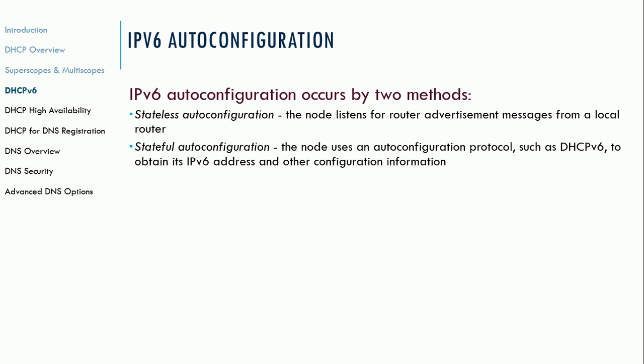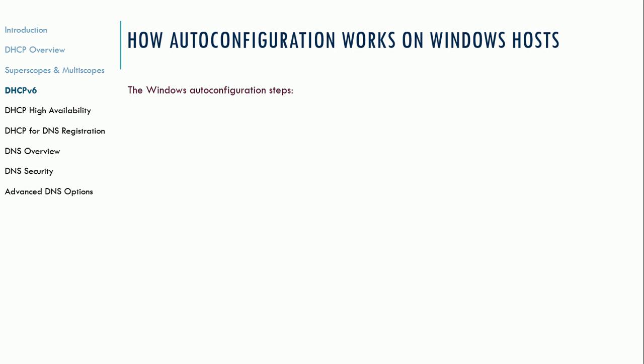So in other words, in the first option, it's listening for advertisement messages from a router to tell it how to configure itself, and it auto-configures its own address. So in that sense, it's sort of self-managed. Or through stateful auto-configuration, which is more similar to what we learned about in DHCP for IPv4 addresses. So it works in roughly the same way.